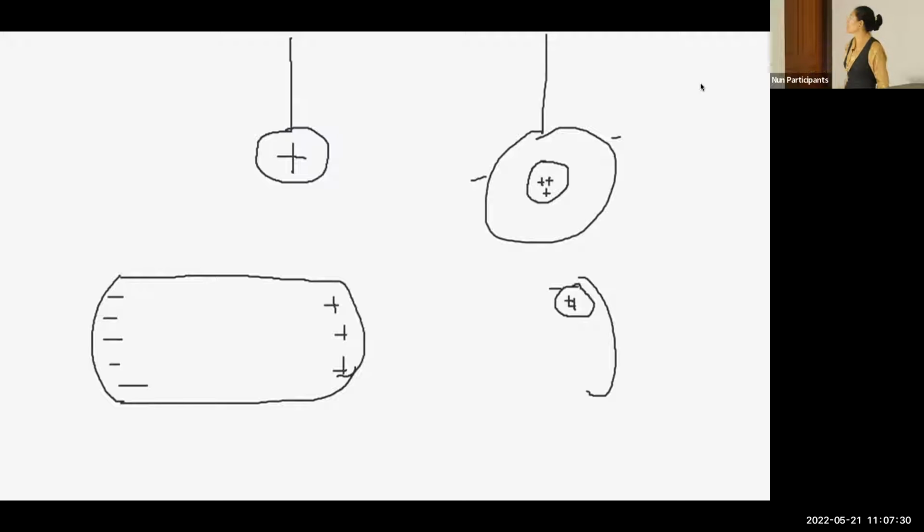Yes. So each of these positive charges represents an atom that has lost an electron, and the electron moved over to this side.